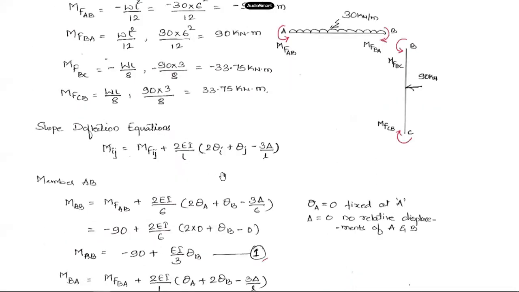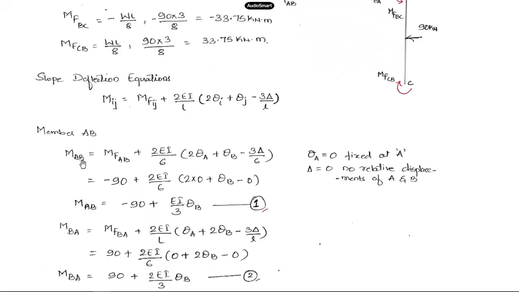Now what has to be done next is we are going to write down the slope deflection equation for each member at each of the joints. In general, this is what the slope deflection equation is. Mij is equal to MFij plus 2EI by L into 2 times theta i plus theta j minus 3 delta by L. Ij represents any two joints in the member, the near joint and the far joint. When I take up member AB, ij represents the joints A and B.